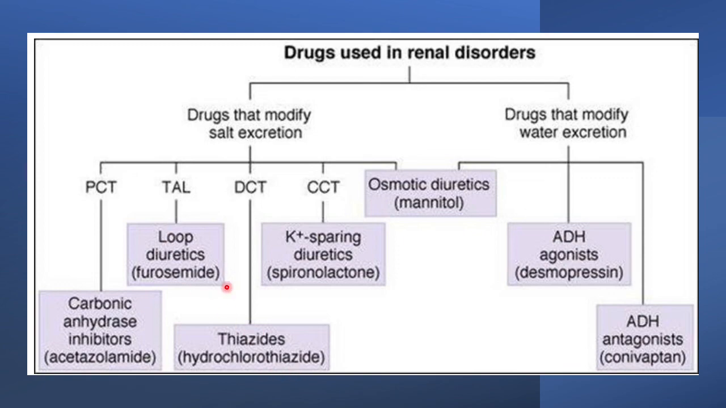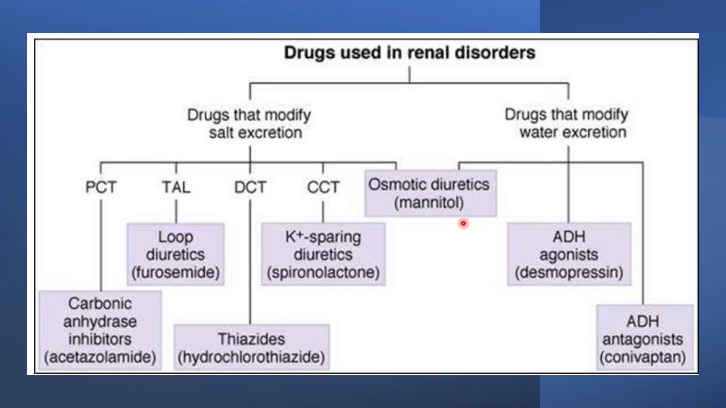And actually the side effect of this is that too much potassium is secreted through the urine, so there is hypokalemia. That is the side effect of these diuretics. But the one acting on the cortical collecting duct is a potassium-sparing diuretic, and it doesn't cause hypokalemia. The name of this diuretic is spironolactone.